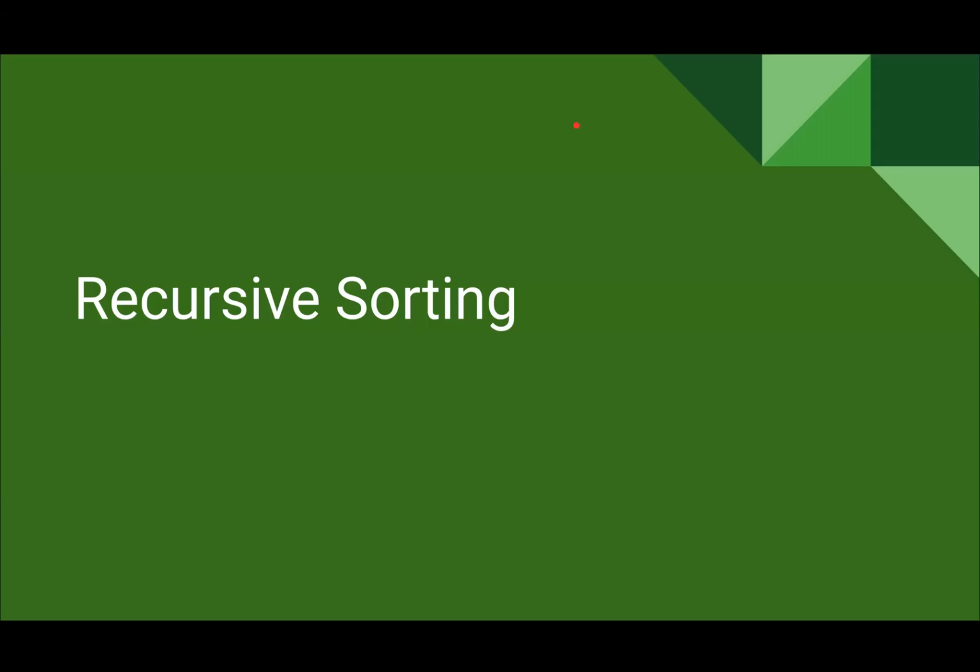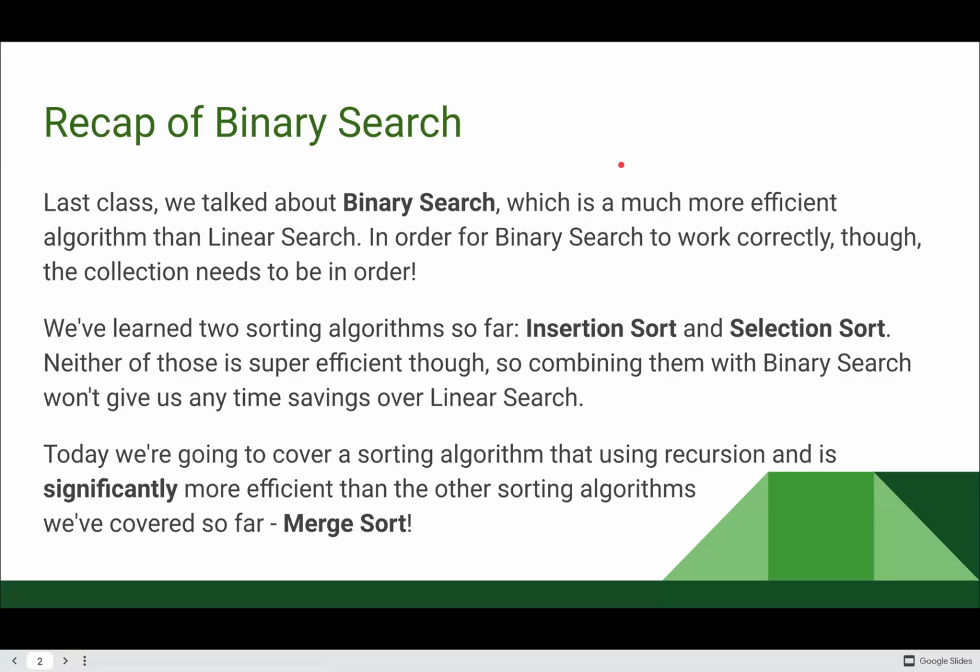For our lesson, we're talking about a recursive sorting algorithm. Remember last class, we talked about binary search, which is a way more efficient algorithm than linear search for finding something within an array. But in order for binary search to work correctly, the collection, the array list, whatever we're looking through, needs to be in order. We've learned two different sorting algorithms up until this point, insertion sort and selection sort. However, neither of those is very efficient, so combining them with binary search doesn't give us any efficiency savings over just doing linear search.